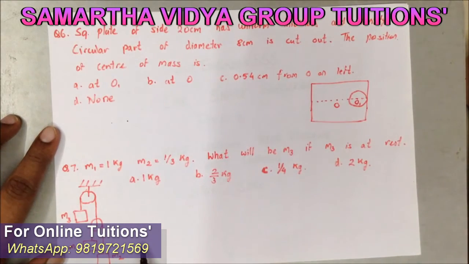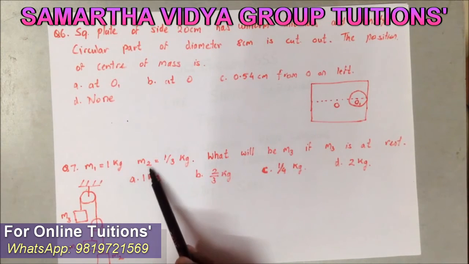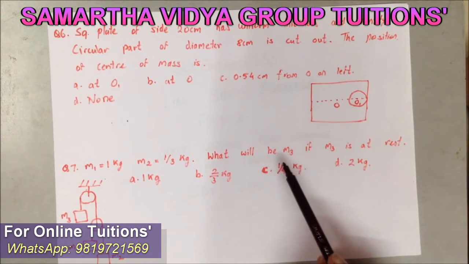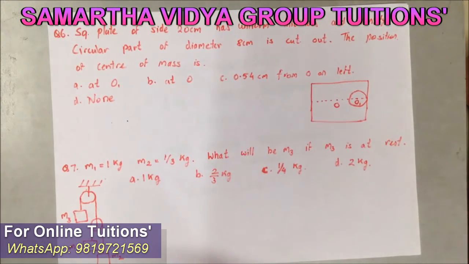And in the next one, we have this particular system wherein the masses are given for M1 and M2, that is 1 and 1 by 3. I need to find M3 such that M3 is going to be at rest in this particular system. So these are the two questions, and the solution for them will be provided in the upcoming video.